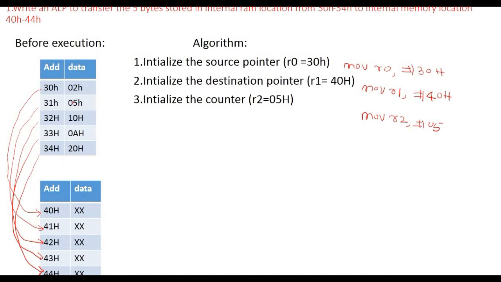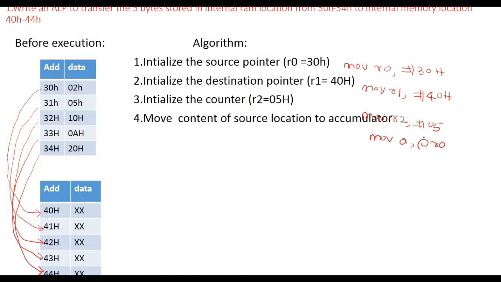Next we need to access the first data, that is, we need to copy this data and then transfer it to 40H. We don't have any instruction which involves indirect addressing mode from register to register, so we first copy this data into some other location and then copy it into 40H. That is done by moving the content of the source location to the accumulator, which we can do by MOV A, @R0.